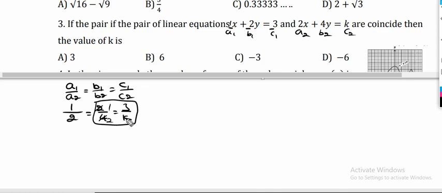You cross multiply this one: k into 1 is equal to k. Here 3 into 2 is equal to 6. So k is equal to 6. So option B is the correct answer.